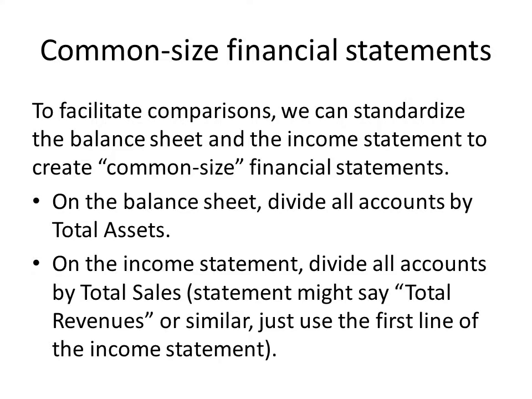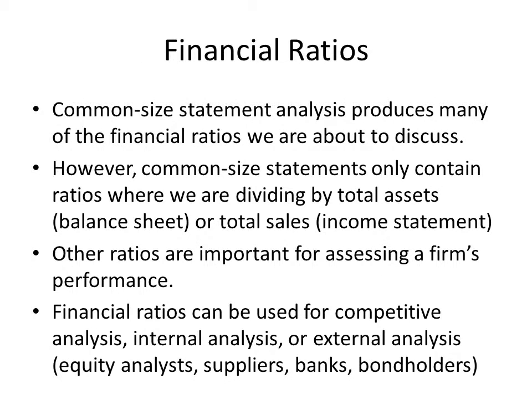On the income statement, we will divide all the accounts by total sales, and therefore have all of our accounts on the income statement as a percentage of total sales. Now, sometimes the income statement will say things like total revenues or something similar. So the best rule of thumb here is to disregard whatever the name of the top line of the income statement is and use that as your divisor to come up with this common size income statement.